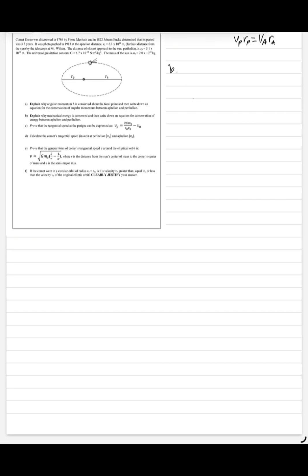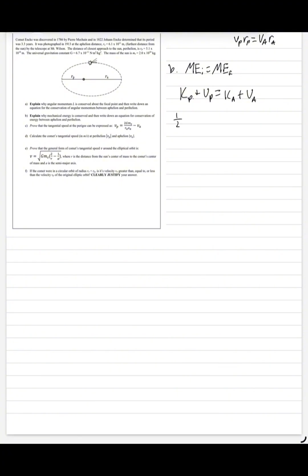For B, mechanical energy is conserved because no energy is being added or taken away in the system, because there are no external forces. Because of that, MEI is equal to MEF. MEI, which is at the perigee, has kinetic energy and potential energy. And at the apogee, it also has kinetic energy and potential energy.